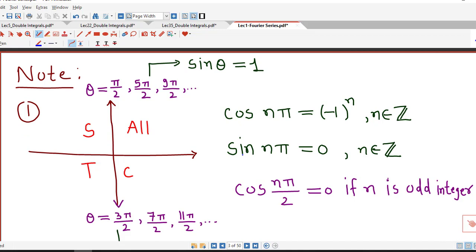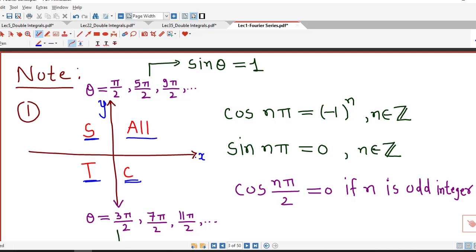We are already familiar with this type of values, but we just recall. If we consider this xy plane, then we know that in the first quadrant all the trigonometric functions are positive. In the second quadrant only the sine function is positive. In the third quadrant, not only tan, both tan and cot are positive. In the second quadrant sine and cosec are positive, and in the fourth quadrant cos and sec functions are positive.